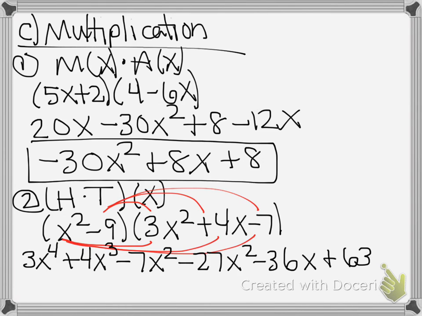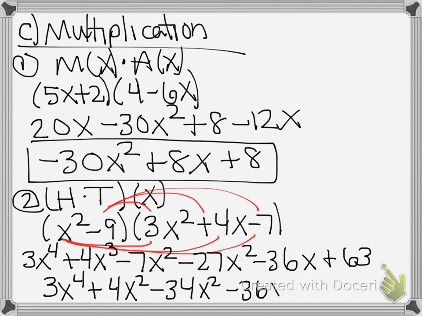Whoops. Anyways, now we combine like terms and we get 3x to the 4th plus 4x cubed minus 34x squared minus 36x plus, there we go, that looks like a real plus sign, 63. Questions there? Your turn. Let's go ahead and we're going to do 3 you-do problems.